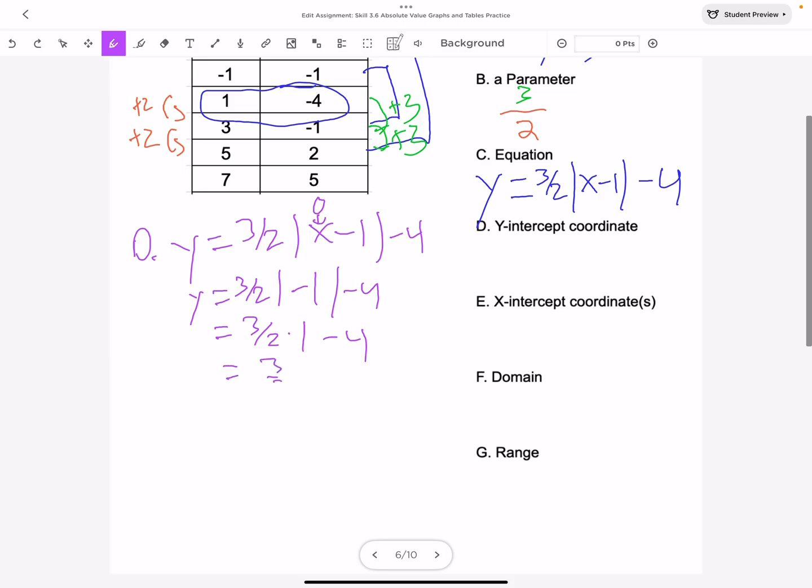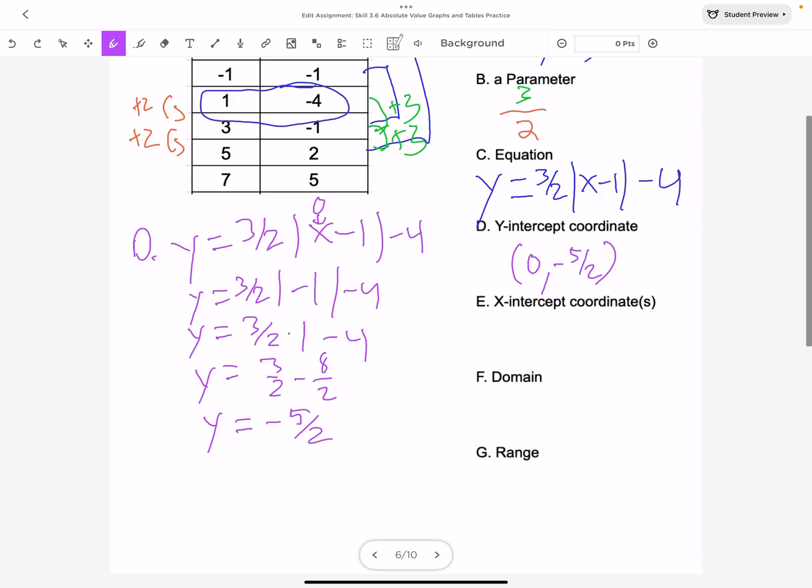which is just 3/2 minus 4/1. And then that becomes -5/2. And that's our y value. So the y-intercept is (0, -5/2). Like that.